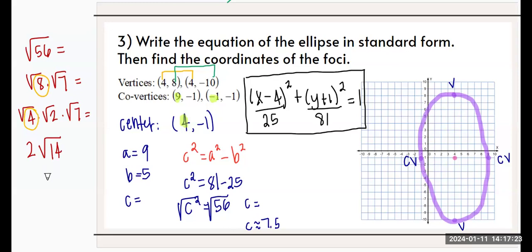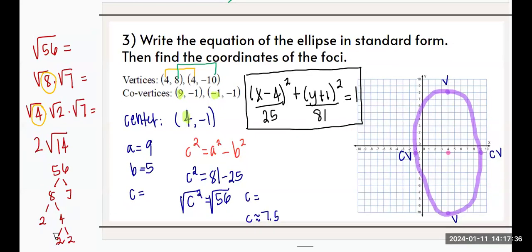Okay, you could also do like a factor tree. You might have done that before. And look for pairs because pairs are squares. So there's a pair of 2, so you put a 2 on the outside, and then the 2 and the 7 stay at home, and that's the 14. Okay, 2 square root of 14 is the square root of 56.